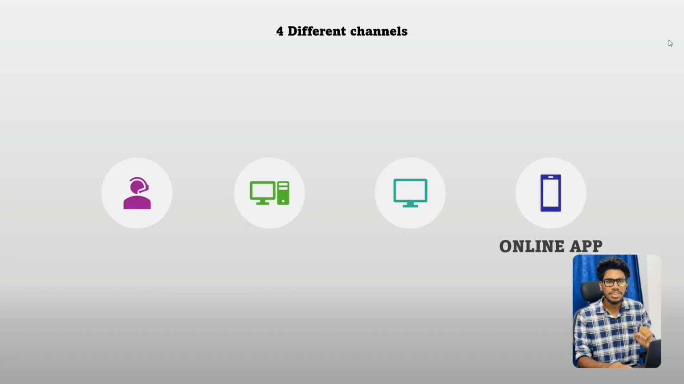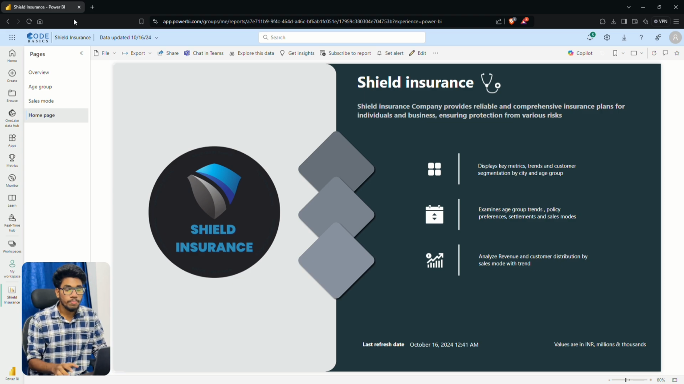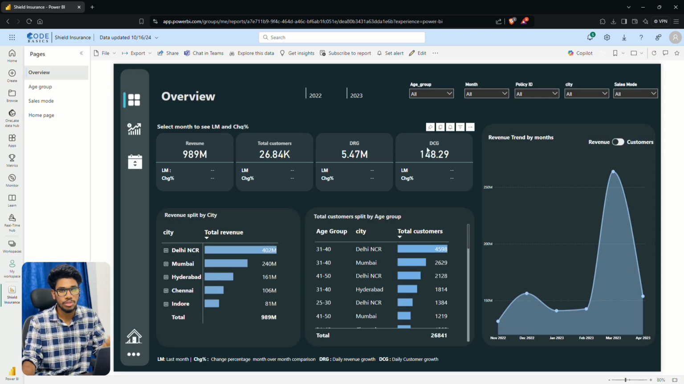Now let's see the dashboard. I can say this is the landing page of the report, in simpler words, the home page of the report, where they can navigate to the different pages available in the report. By using these buttons here, we get three pages: overview, age group, and sales mode. Let's go to the overview and explore how to apply filters, how to remove filters, and how to understand the KPIs, the metrics, and the visualizations.